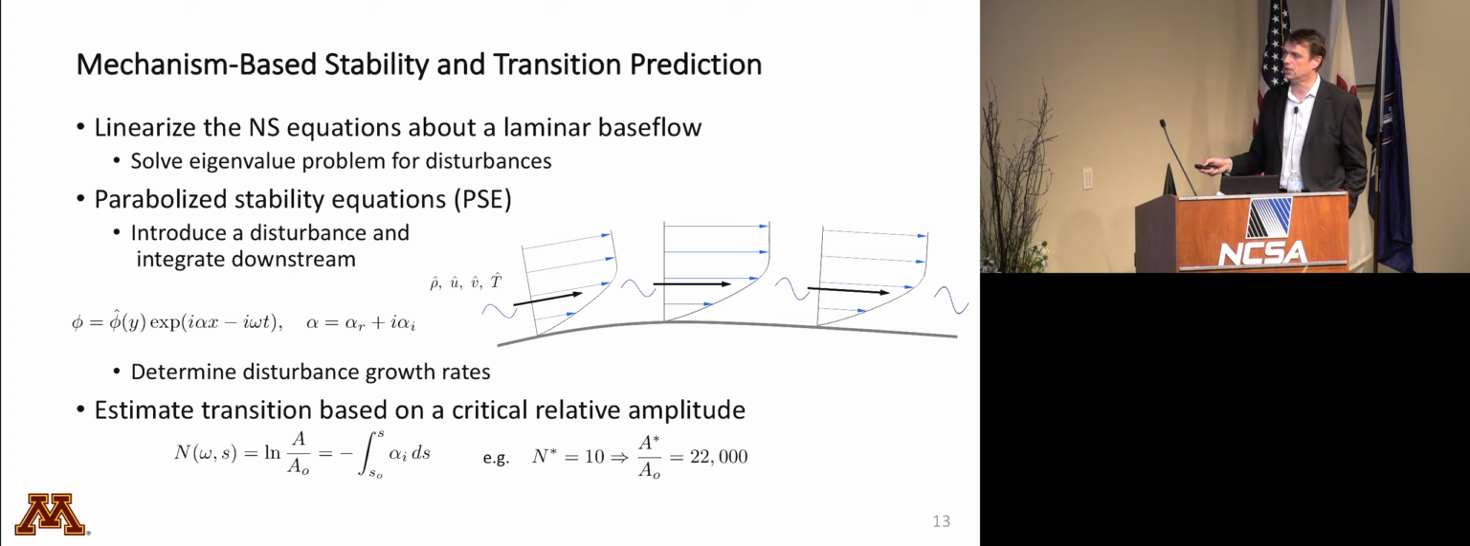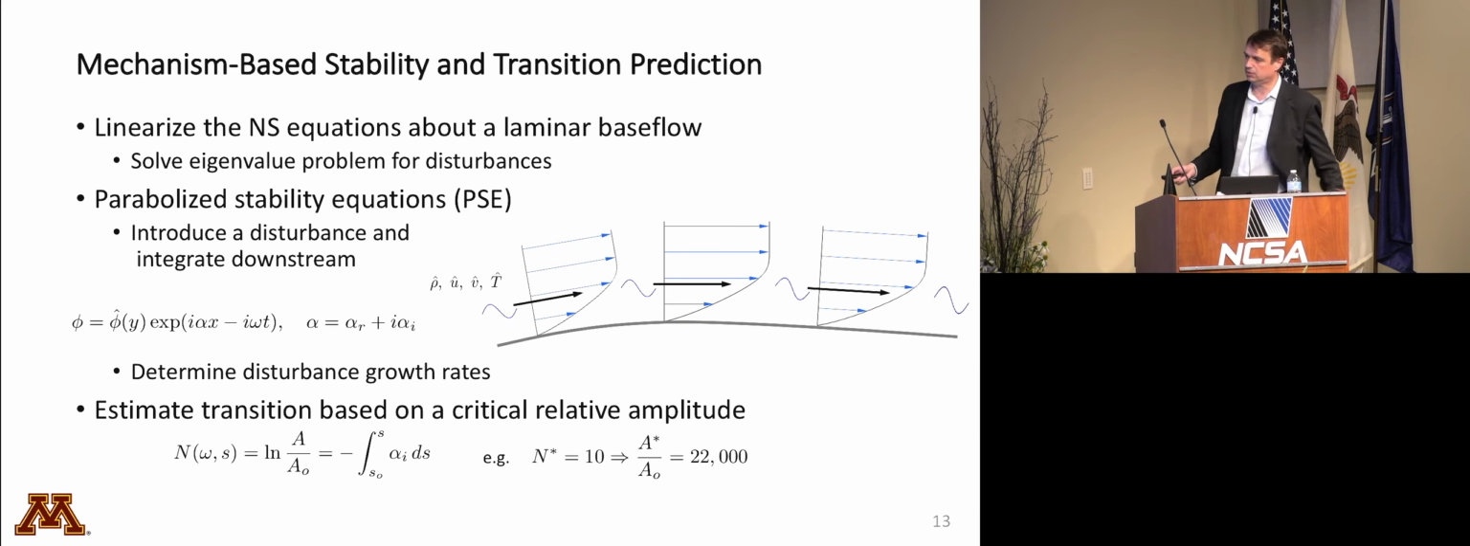That's sort of illustrated here: you have some disturbance field that you represent this way with a shape function and some streamwise growing component and a wave frequency component. And you integrate those disturbances downstream, basically solving an eigenvalue problem in each location. That allows you then to compute the disturbance growth rates. And then in order to do a prediction, we estimate the transition based on a critical relative amplitude.